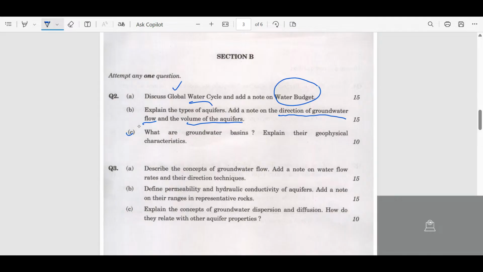What are groundwater basins? Explain their geophysical characteristics. This will be a very important question for you because a direct question can also be expected. There may be some word differences in the wording, but the groundwater basin and its geophysical characteristics can be very important for your GS1 paper geography, as well as an important topic if you have geography as an optional subject.